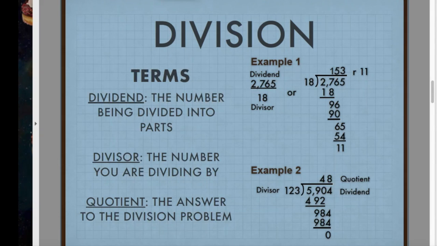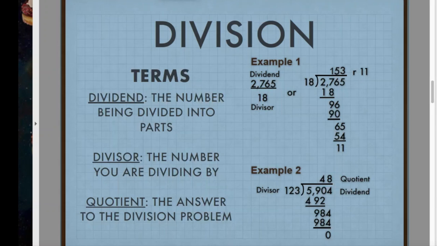So 1 times 18 is 18. So 27 minus 18 is 9. We bring down the 6, and we have 96. Now we have to figure out 18 times what equals 96. 5 times 18 is 90. So we have to do some work, figure it out. Okay, 5 times 18 is 90.